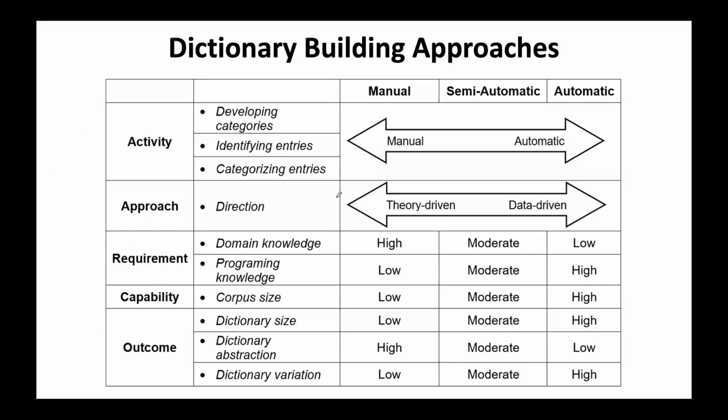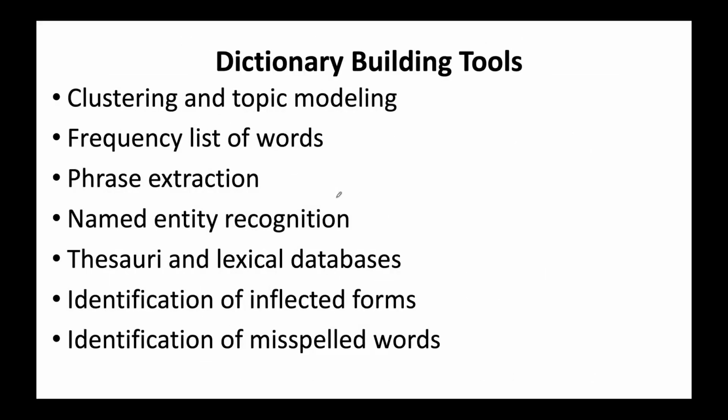So there are a number of approaches. You can have manual approaches to building the dictionary. You can have semi-automatic approaches or even automatic approaches. You can vary between being very theory-driven as you build the dictionary, so conceptually, what is it that you're looking for? Or you can be driven by the data and actually build the dictionary from within the text of the corpus that you're building the dictionary on.